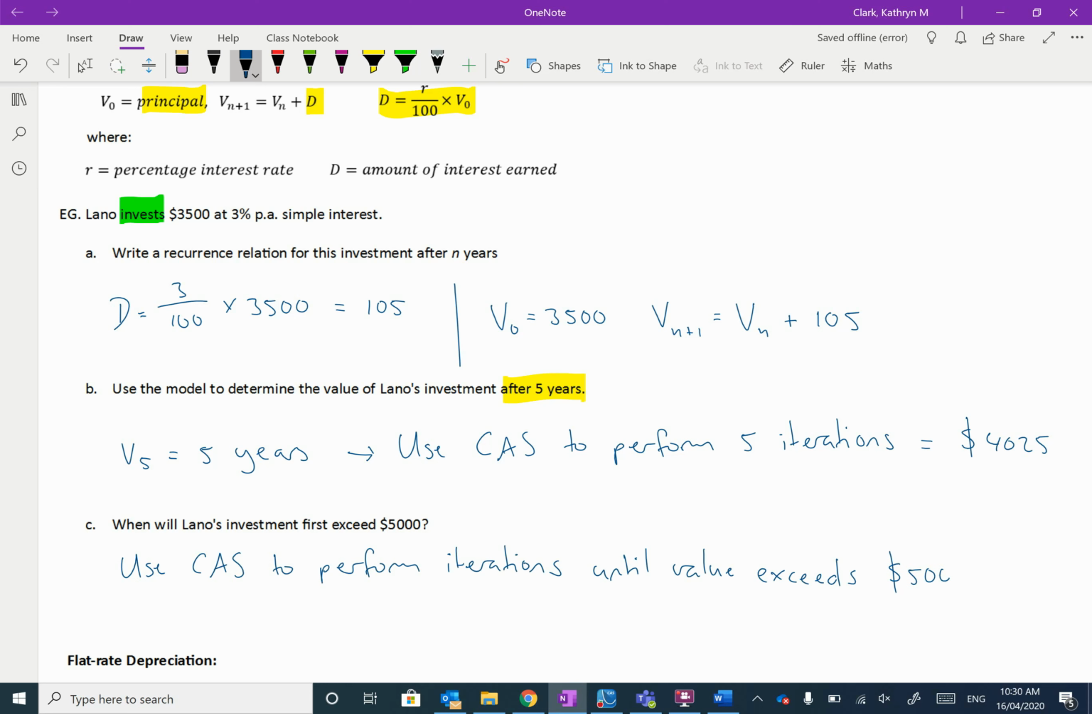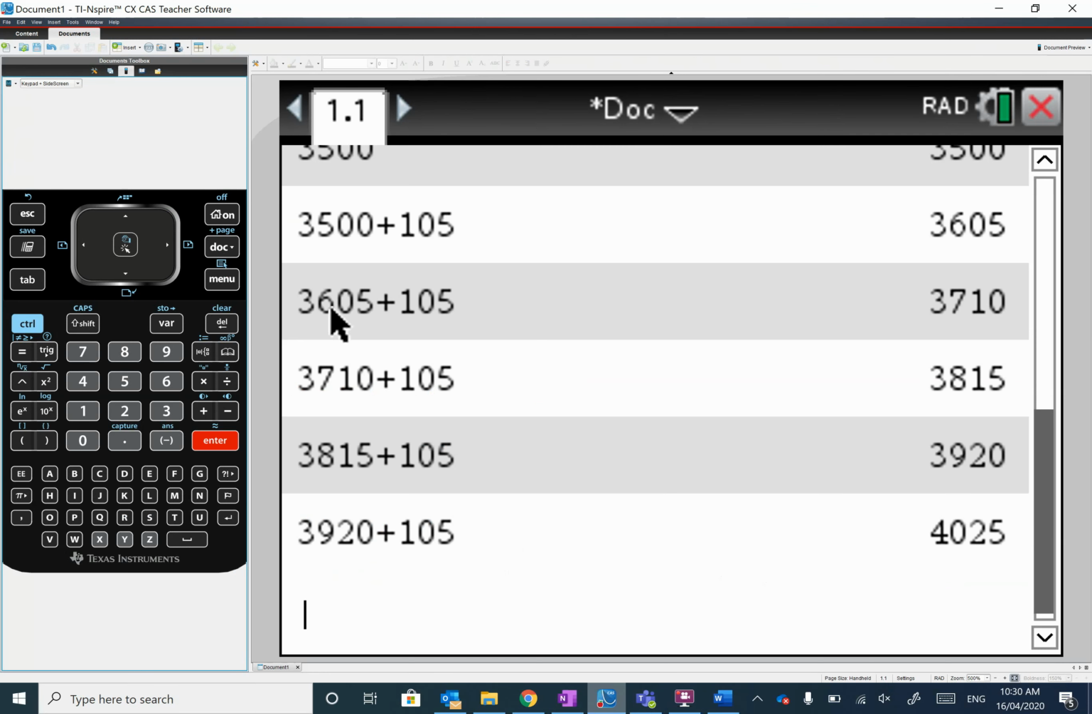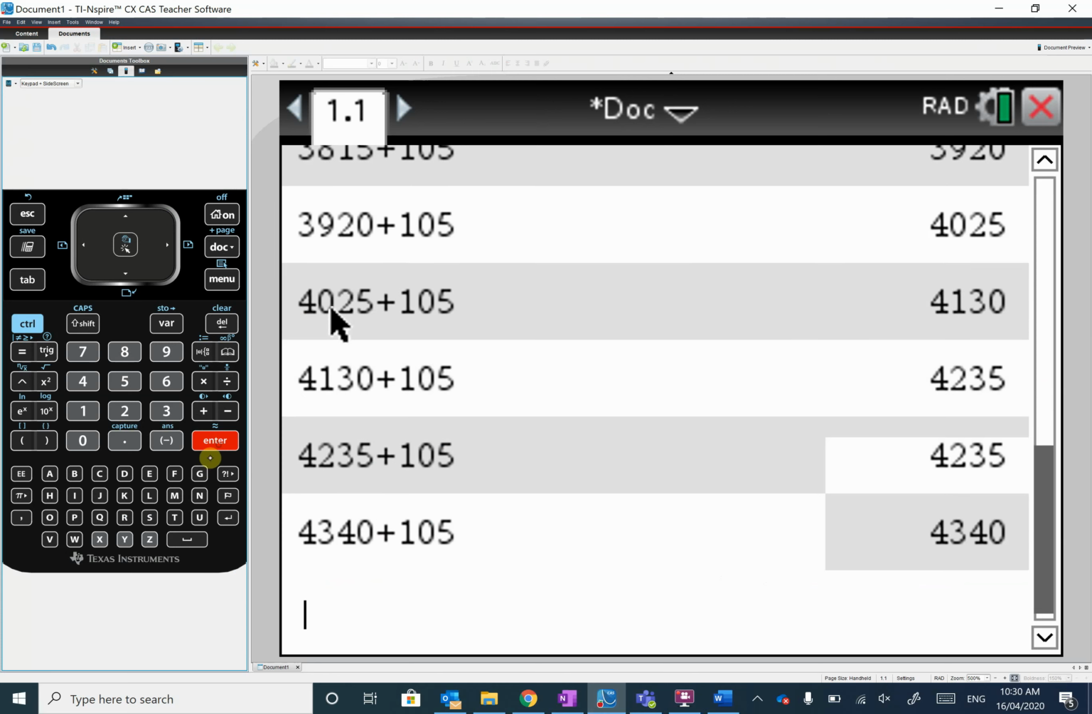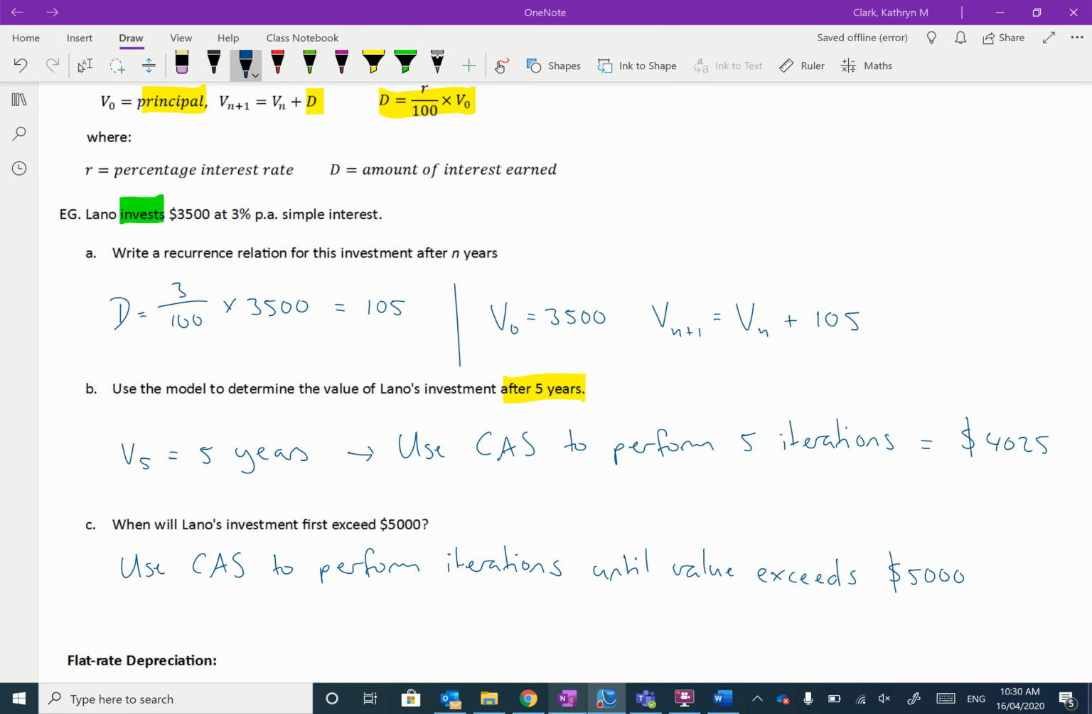We're going to do it until it's more than 5,000. So we've already done 5 iterations here. So 6, 7, 8, 9, 10, 11, 12, 13, 14, 15 iterations. So it's going to take 15 years.